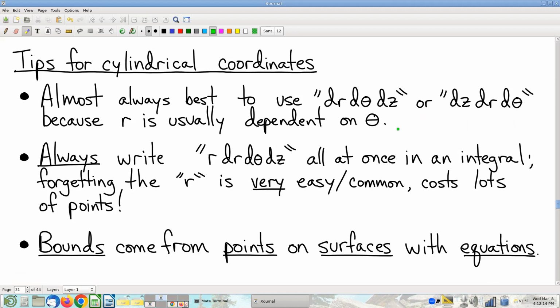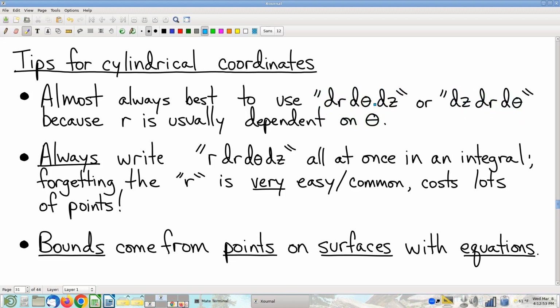Oh, real quick, just some tips and tricks. You have six different options for how to order your differentials. It turns out that the only ones you really need to entertain are the ones that keep dr and d theta together and in that order. Don't even think about anything else. dr, d theta have to be together and in that order. And then, of course, dz can either be outside or inside. Those are the options, and that's it. So there's really only these two orderings. You shouldn't even consider any of the other four.